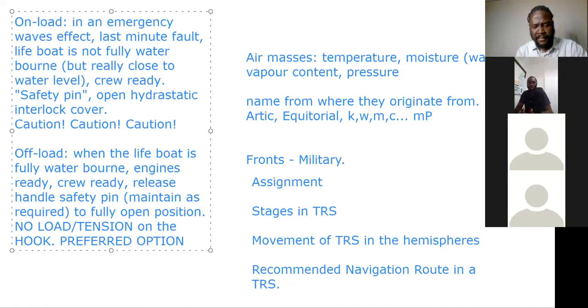Now coming back to the onload, the onload itself is totally different from this, because it's a system with which you can launch the lifeboat maybe 2 or 3 meters close to the water, and then you can release it and bring the lifeboat back to the vessel. But if you practically look at it during tough weather, and when I said it's during an emergency situation where there's fire, some still recommend that you carry your crew and allow them to be on the boat and launch. But it is not really highly recommended.